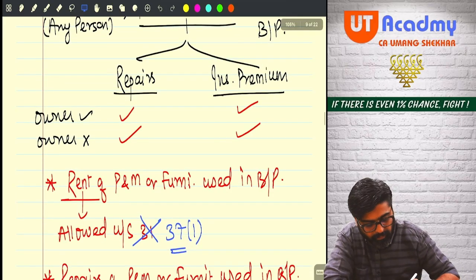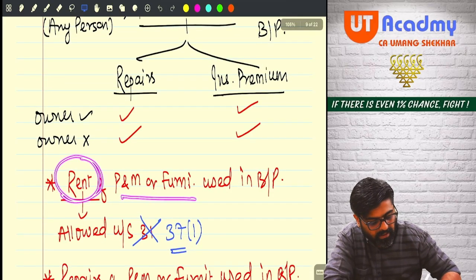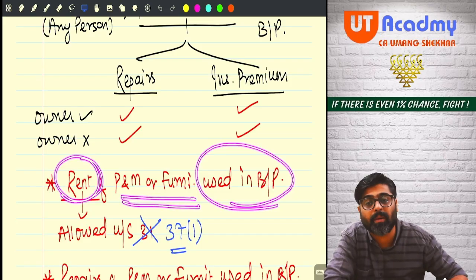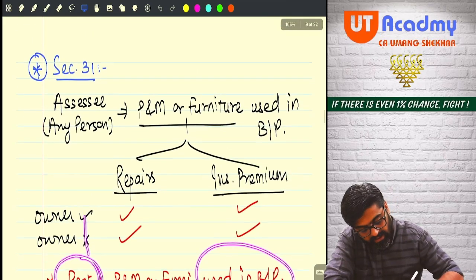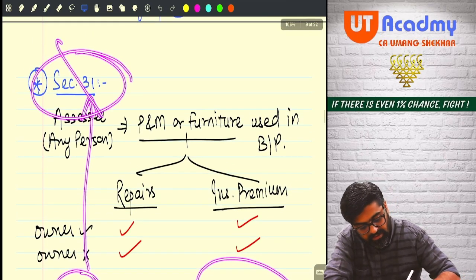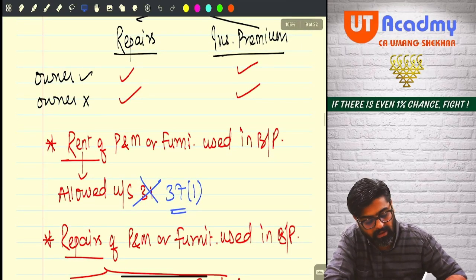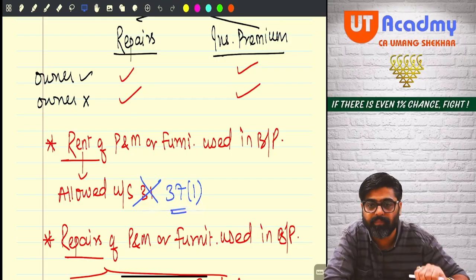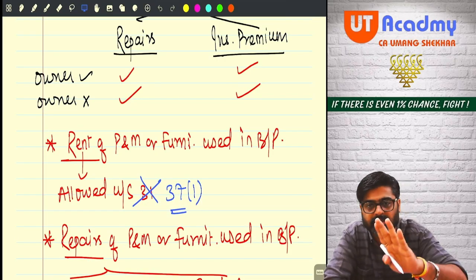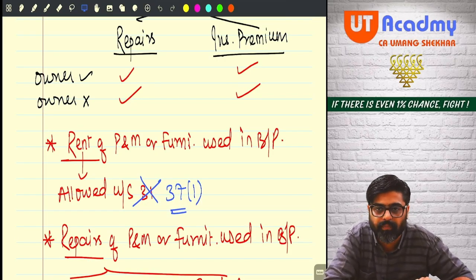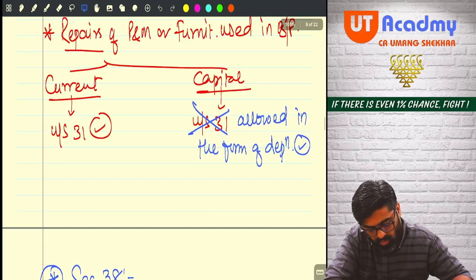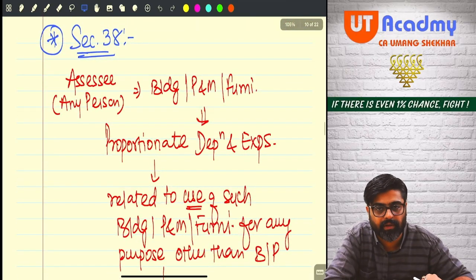So this expense, rent of the plant and machinery or furniture which is used for the purpose of business or profession, this rent cannot be claimed as a deduction under section 31. But since it is your business related expense, it will be allowed under section 37(1). You can claim the deduction for this expense also. Will you remember this? Sure, everyone? Perfect. Okay. Now coming to section 38.